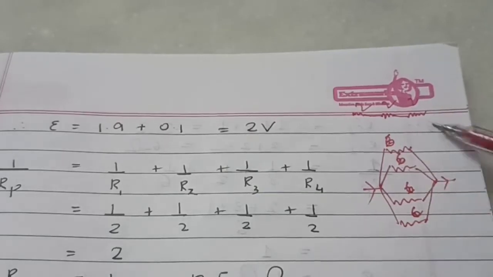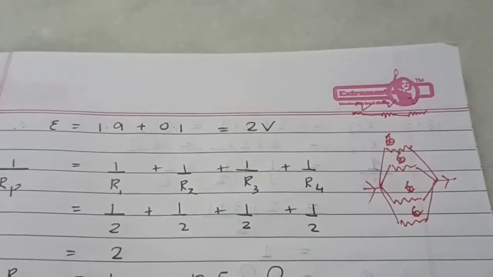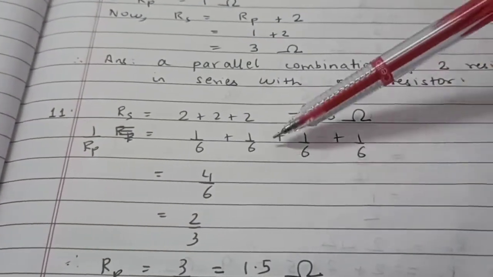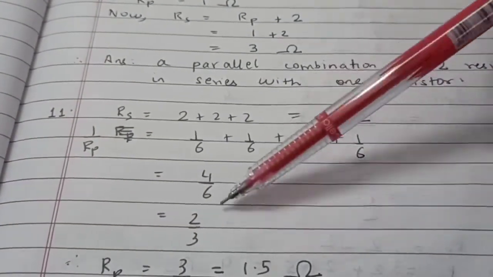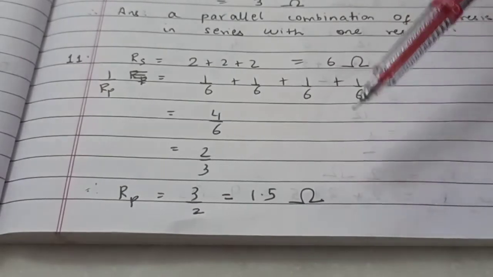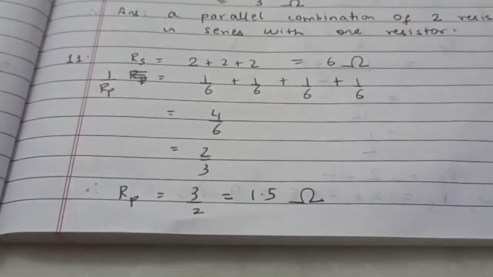And now in parallel, how do we find the total resistance in parallel? Well, 1 upon Rp is 1 upon 6 plus 1 upon 6 plus 1 upon 6 plus 1 upon 6. Don't forget to reciprocal in the end. And the final answer is just 1.5 ohm because they were in parallel.